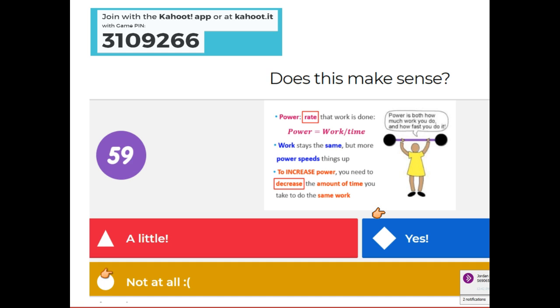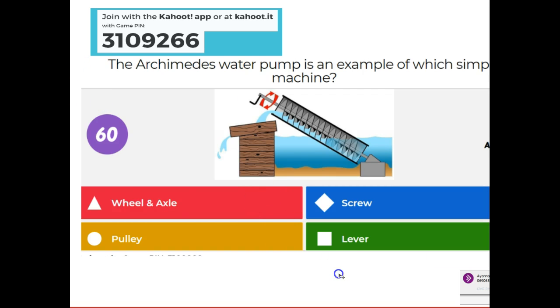Andrew's in the lead, Vega following, Mike not far behind. The Archimedes pump is an example of which simple machine? Red is wheel and axle, blue is screw, yellow is pulley, and green is lever. The Archimedes water pump that we saw a video of is that wheel and axle red, screw blue, pulley yellow, or lever green.